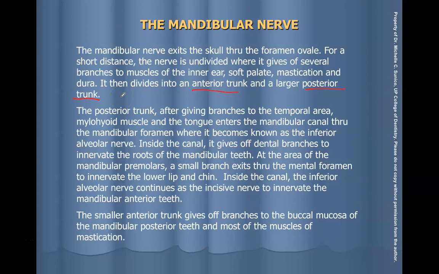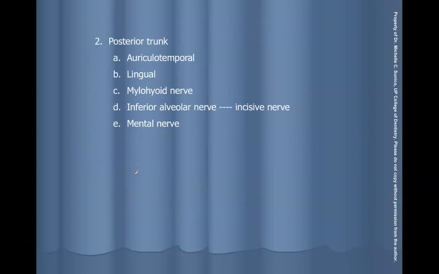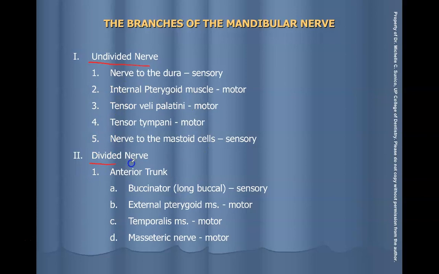So let's now trace the branches of the mandibular nerve. Unlike the maxillary nerve, where we divide the branches into four areas, we study the branches of the mandibular nerve by studying it first as an undivided nerve, and then it divides into an anterior and posterior trunk. Therefore, we call this the divided nerve.